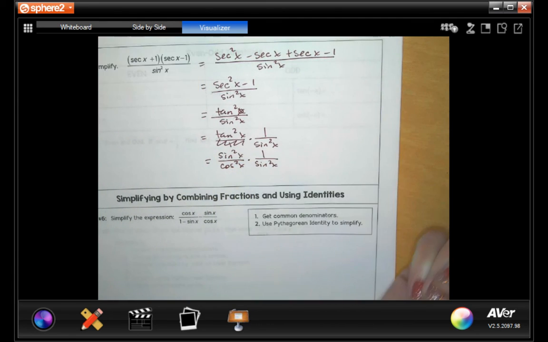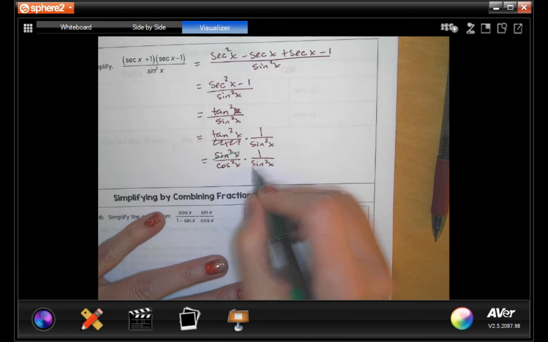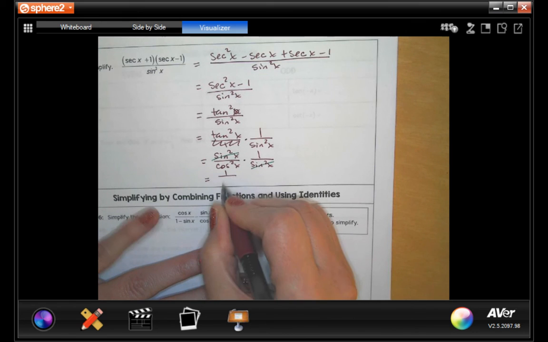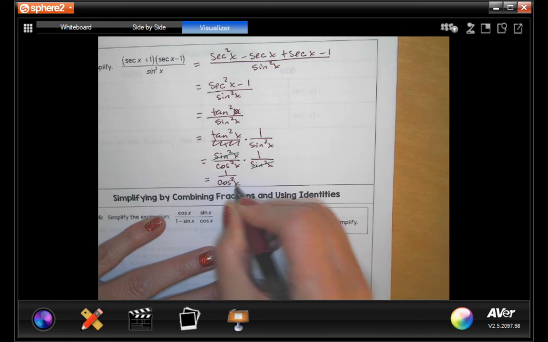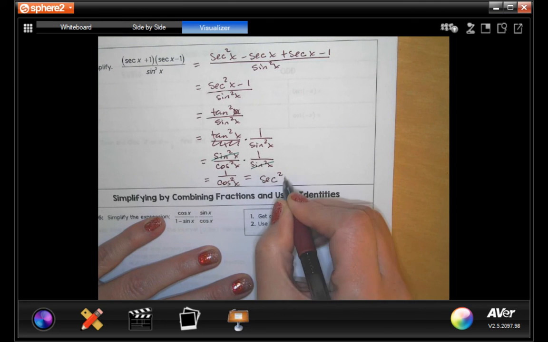You're always looking to change this. You're always looking for things to mark off. We did that so that these sine squared x's will mark off. So we are left with 1 over cosine squared x, which is secant squared x.